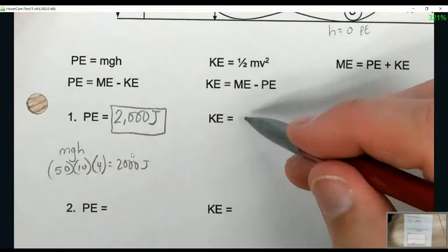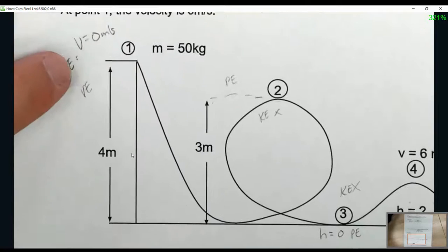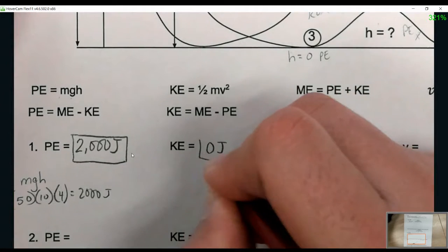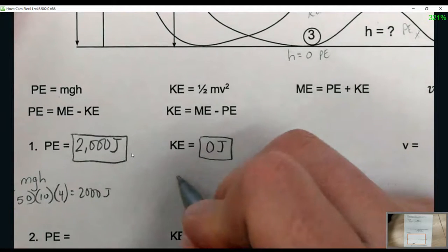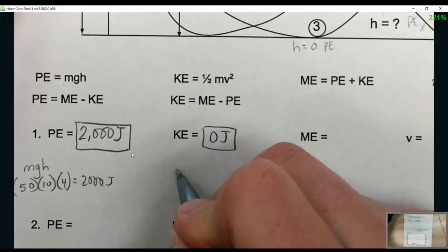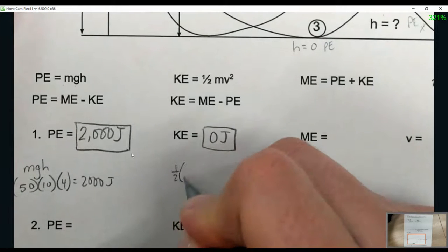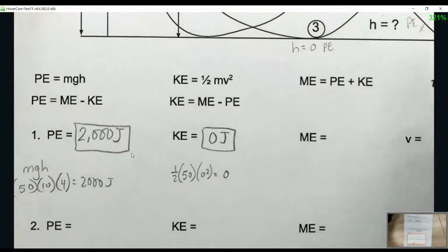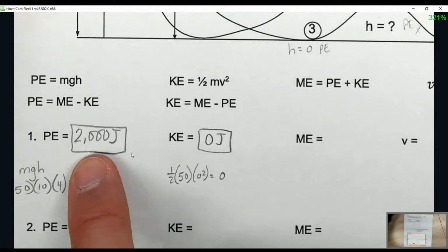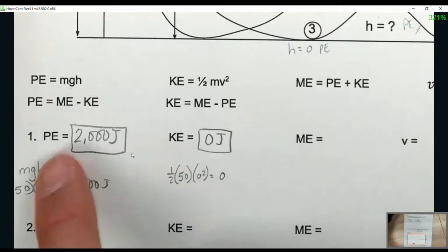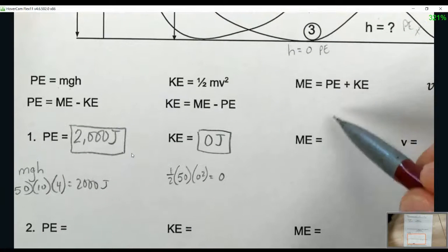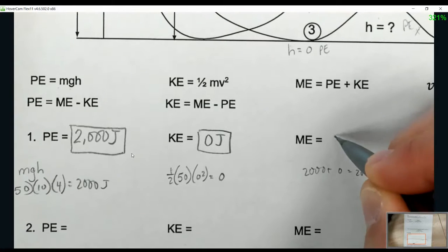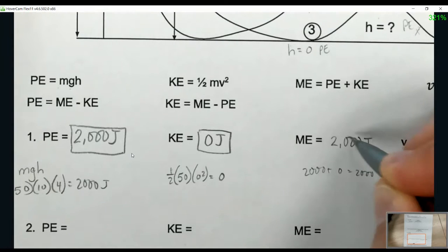I don't even need to do work because I know that if the velocity is 0, the kinetic energy is 0. If you needed to actually see it, the kinetic energy equation is 1/2 mv squared. So 1/2 times 50 times 0 squared, it's 0, so it doesn't matter. Now that I know both of these at this point, I can just use this equation. I add them together. So 2,000 plus 0 is 2,000 joules.